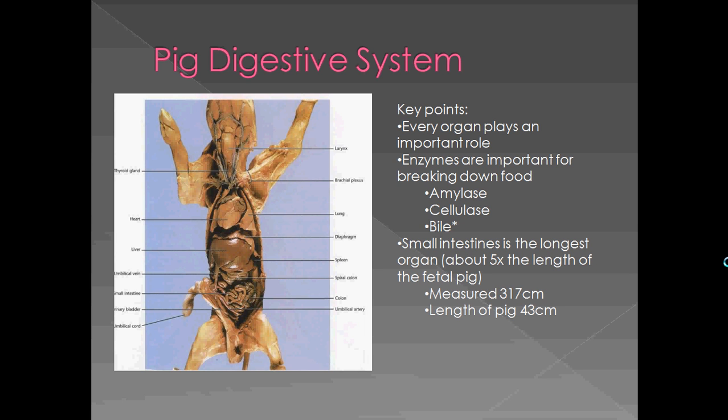Cellulase is an enzyme that helps digest cellulose. Cellulase is located in the cecum, which is not found in humans because humans do not have a herbivore diet, so they have an appendix instead.